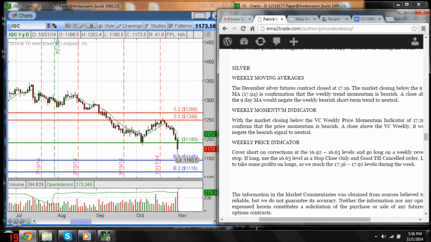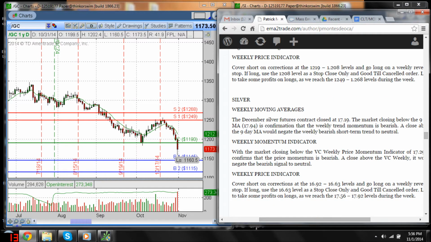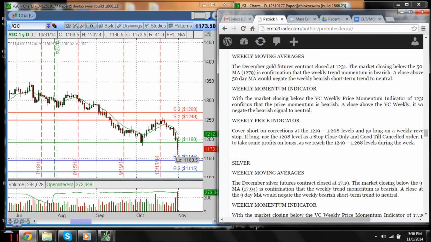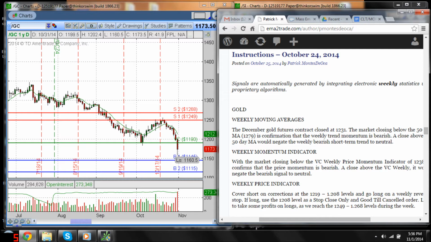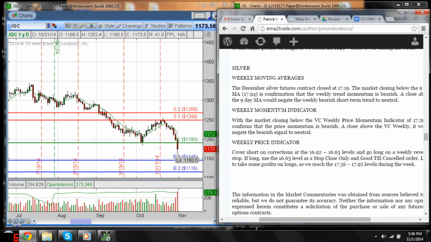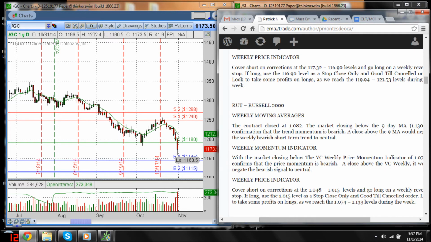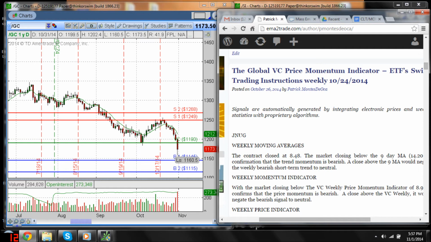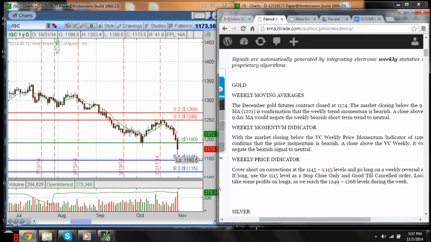It recommended on October 17 to take profits at 1252, and that took place on the 21st of this month. And so these algorithms give you the highest probability resistance levels for next week, and the metrics to use to identify the trend.